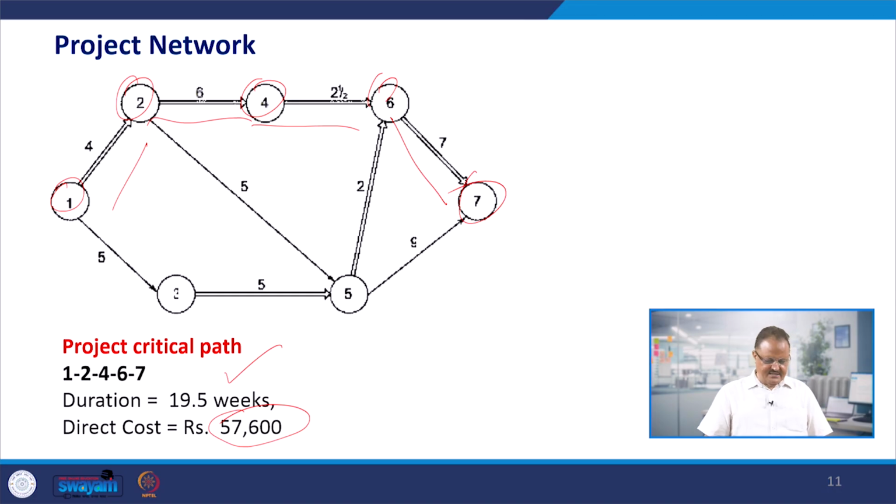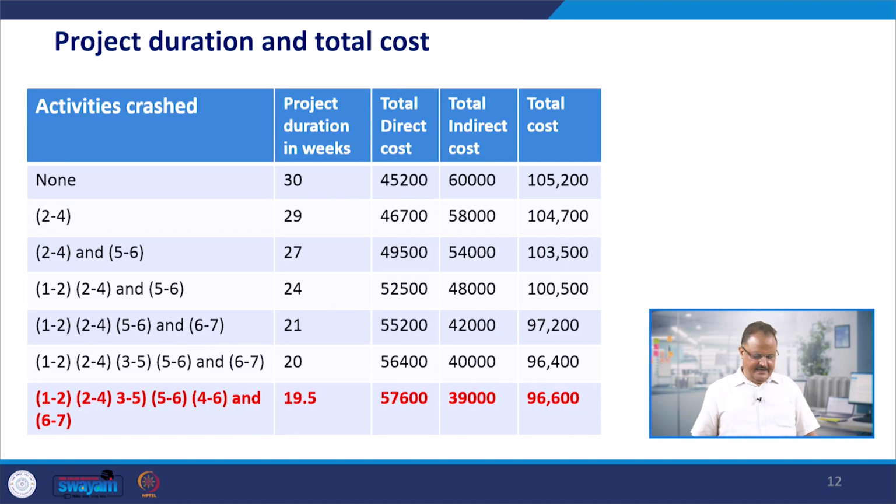And for completing this project, which can be understood with the help of this critical path, the duration is 19.5 weeks, and the direct cost involved here is 57,600. So this is how the network structures can be developed. And now finally, see the final analysis.